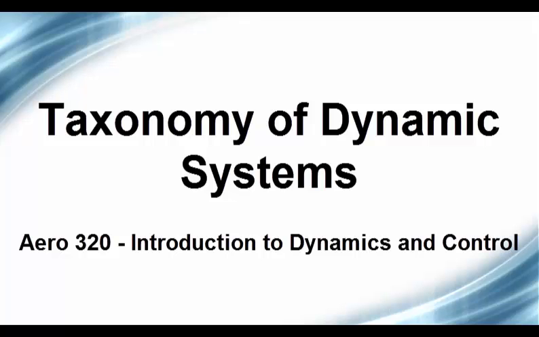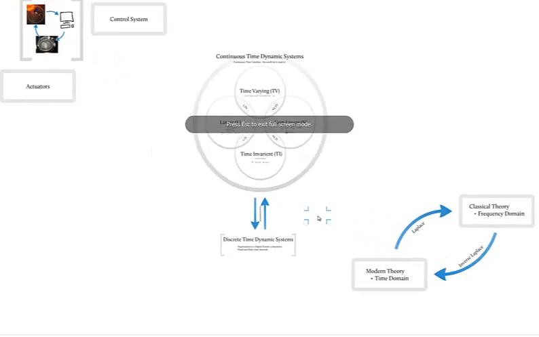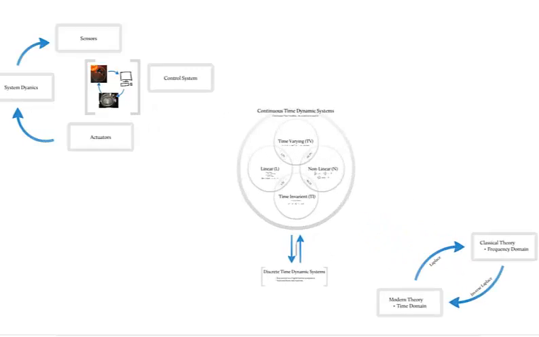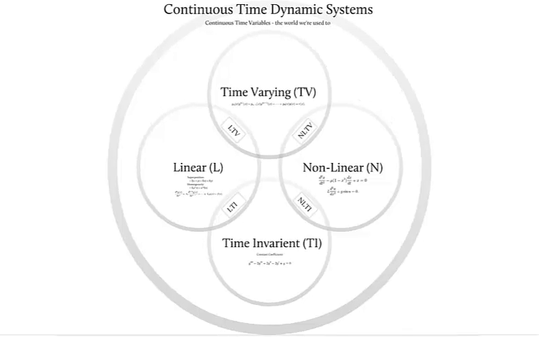In this tutorial, we're going to take a look at a way of classifying the types of dynamic systems that we will be using throughout the quarter. These systems are described with differential equations. There are fundamentally three different ways of looking at control systems and dynamic systems. And we're going to start with the first way of looking at things that we're all very used to, which is the continuous time dynamic systems.